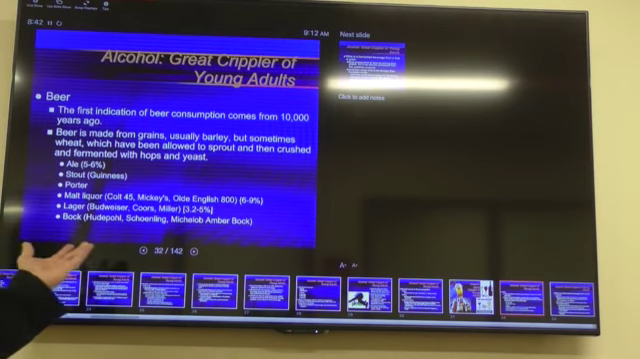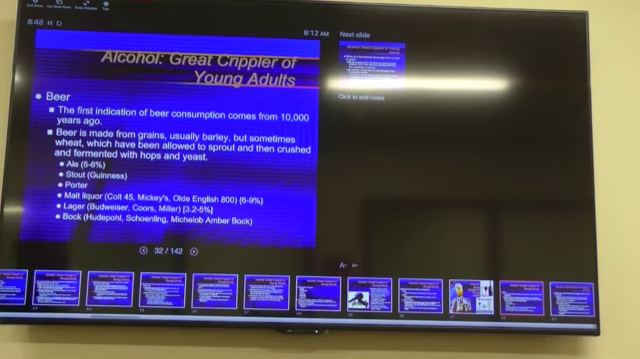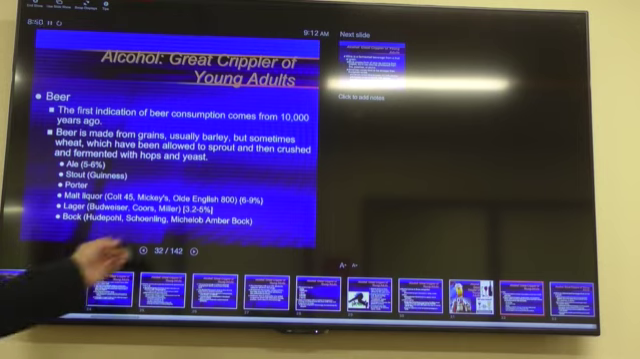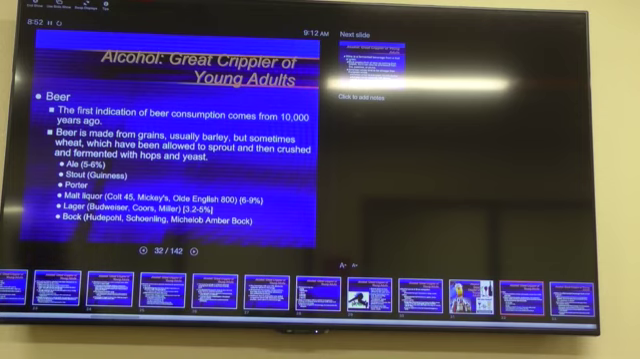Most of the beer in the United States, of course, is lager beer. Coors, Miller, and Budweiser are all lager beers. As you can see, they're not very strong beers. It's 3.2% to 5% alcohol, so it's not really very strong. It used to be lower.